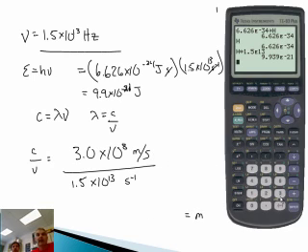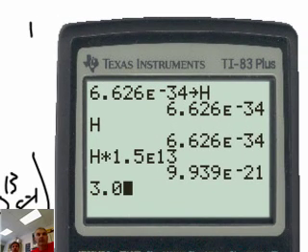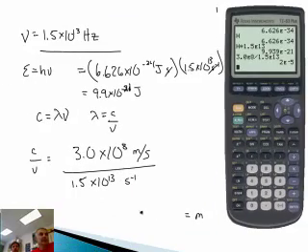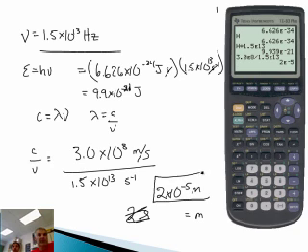So I'm going to do the calculator again. 3.0 E8 divided by 1.5 E13. Bingo, I get 2 times 10 to the negative 5th meters. Okay. That's not too bad, is it?